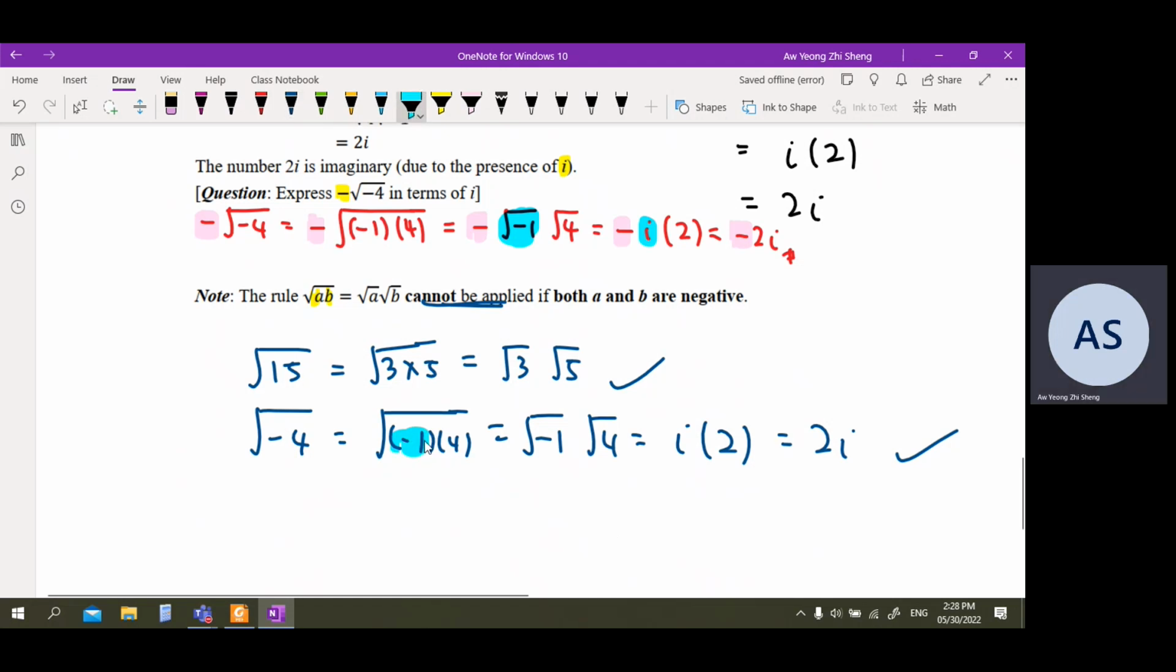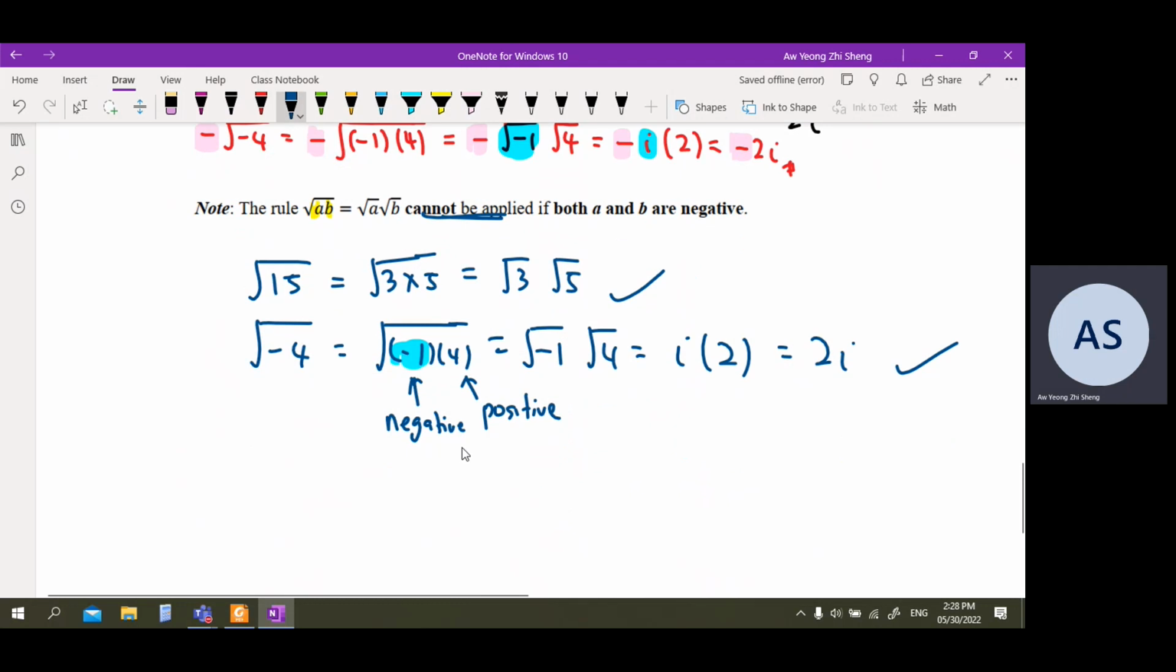When one term in the product is negative and the other is positive, it is still okay to distribute your square root over the product. However, if both of the numbers involved in the product are negative, then we cannot distribute. Now, to convince you why we can't do that, I will show you one example.